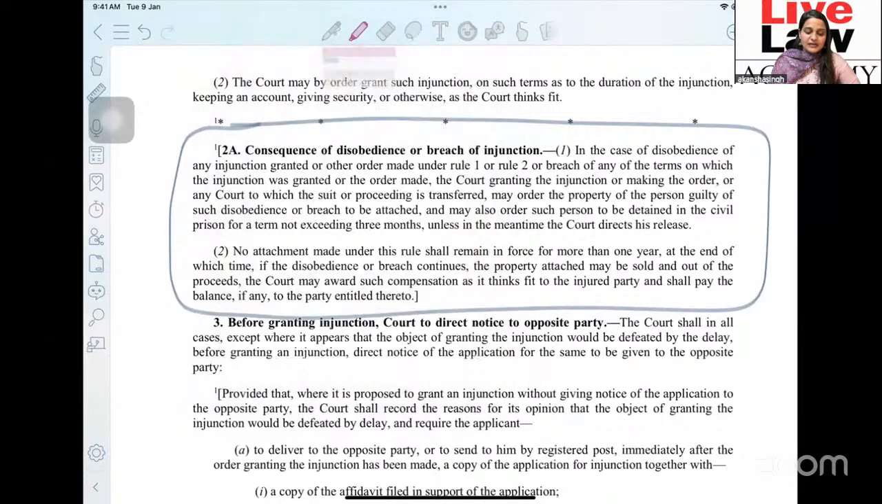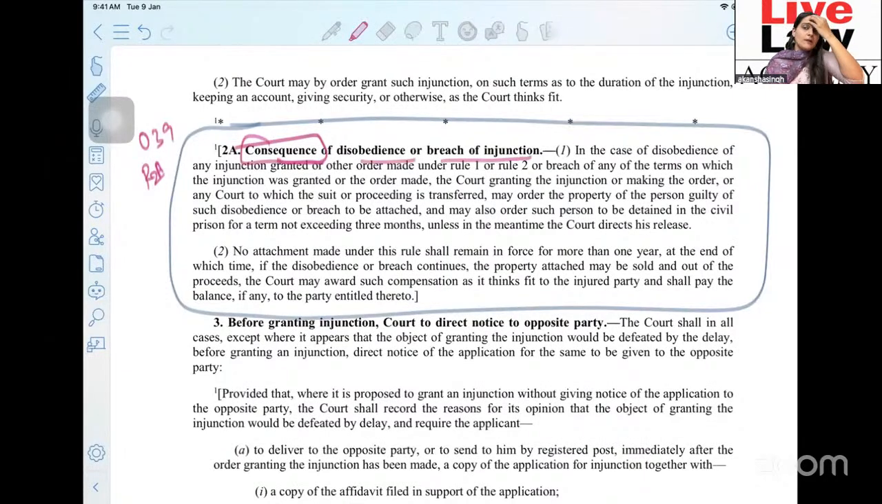So very specifically, we have Order 39, Rule 2A. What does it talk about? It says consequence of disobedience or breach of injunction. So if you have done disobedience or breach of an injunction granted by the court, what will be the consequence? The title per se does not use the term penalty, and does not use the term remedy. These are catchphrases that you must remember. These are catchphrases that will give you clarity.